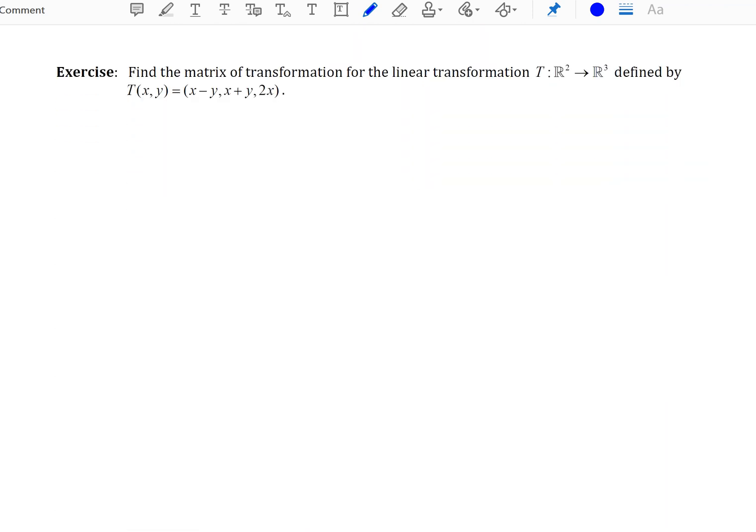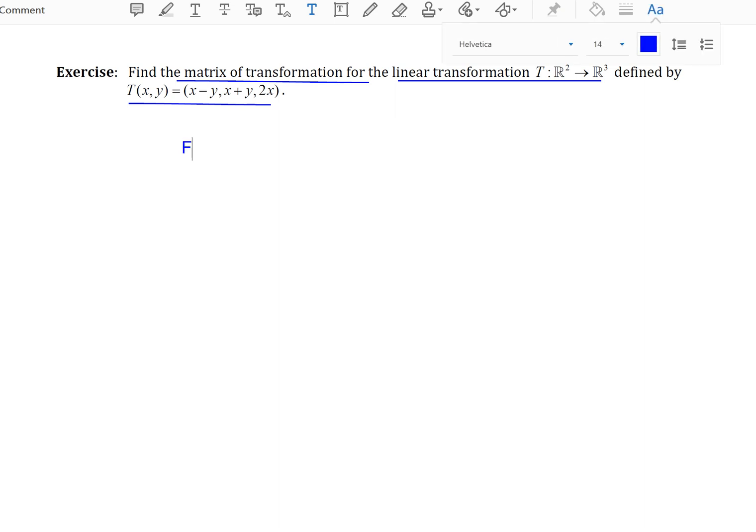Here we're asked to find the matrix of transformation for the linear transformation T mapping R2 into R3 defined by this function. And this is where I'd like to pause for a moment and give you the opportunity to find this matrix A of transformation on your own. So if you could pause the video and find your matrix of transformation. Afterwards, come back and we'll see if we agree. I'll see you in a moment.